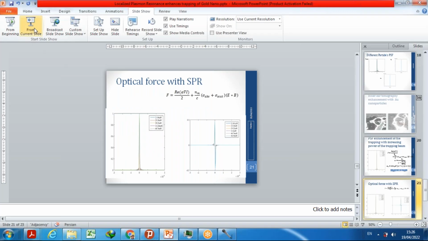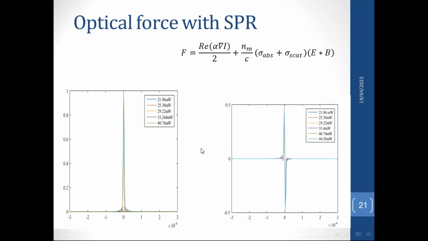Exactly 21. Yeah, please. I want to know the physical meaning of this negative part on the second figure. You mean... Yes, this right figure demonstrates the force in the trapping site, and as you know, the trapping force is directional toward the center of the trap, and this is a demonstration of the force around the trapping center.